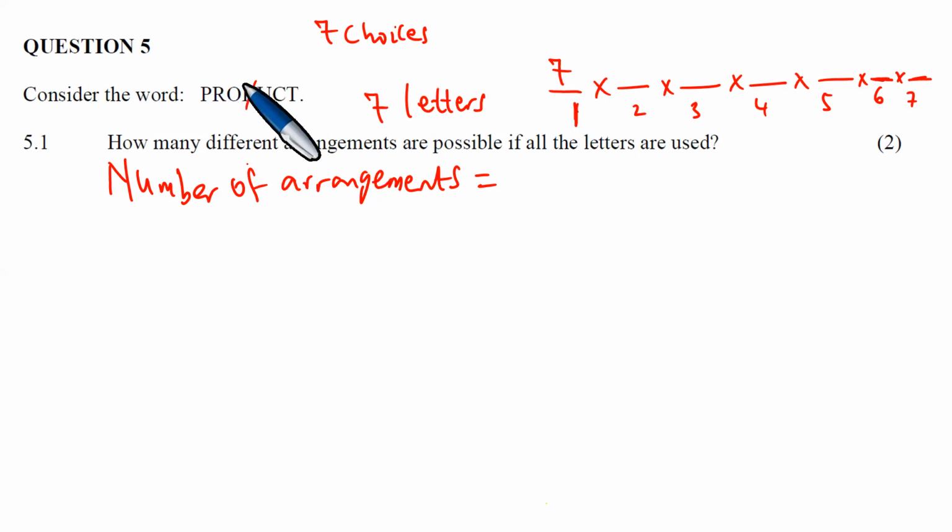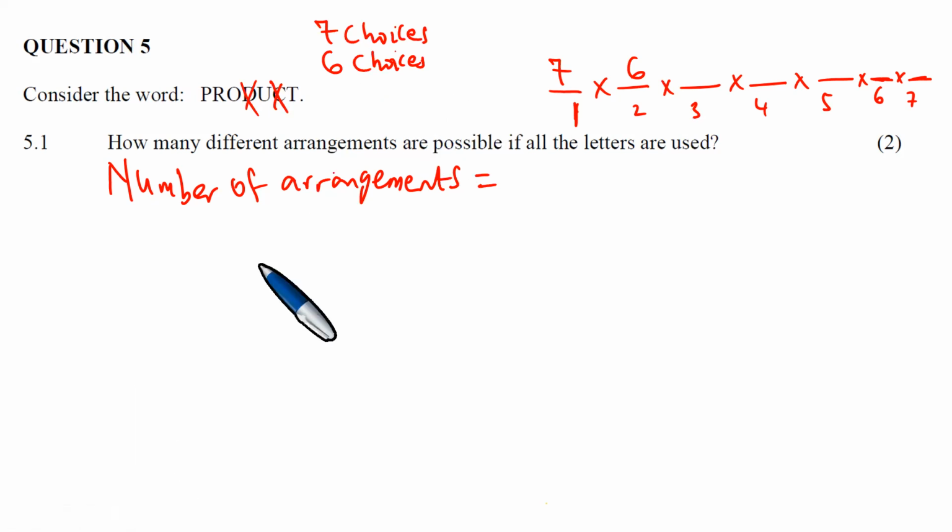After the first letter has been put here, maybe you chose D. Then you have a total of 6 letters remaining, and you must choose one out of the 6 and put it here. Because there are 6 of them, you have 6 choices. After that has been chosen, you have a total of 5 letters remaining. So you have 5 choices. You can choose amongst 5 objects.